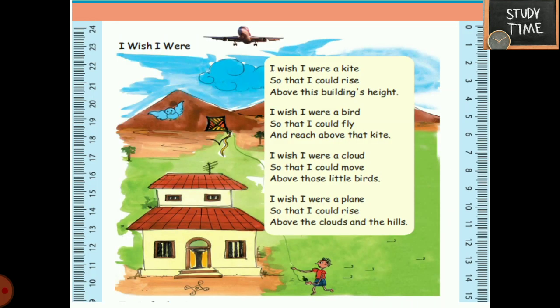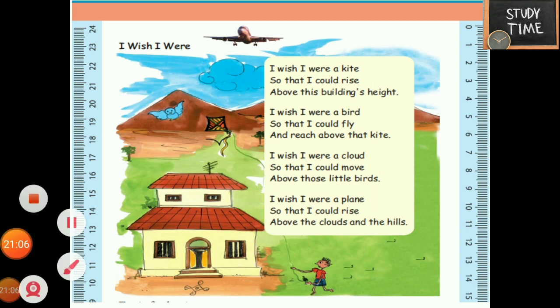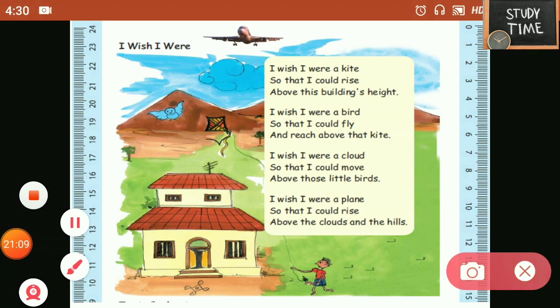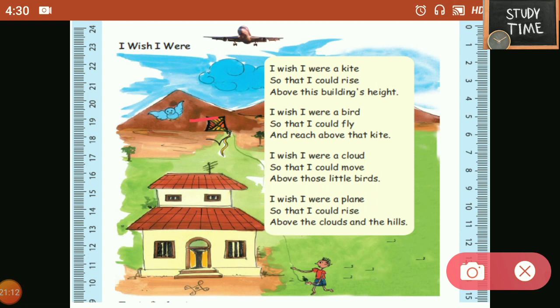Here is a poem. This boy is wishing to be different things. First, he wishes to be a kite because he thinks that the kite is above this building's height. Second, he wishes to be a bird because he thinks that the bird would fly above this kite. Next, he thinks of a cloud because he thinks he can fly above the bird.